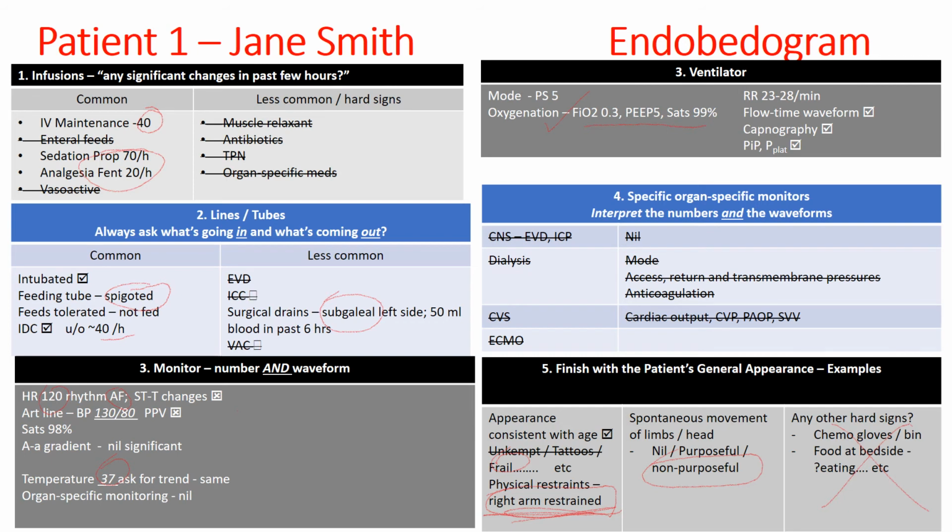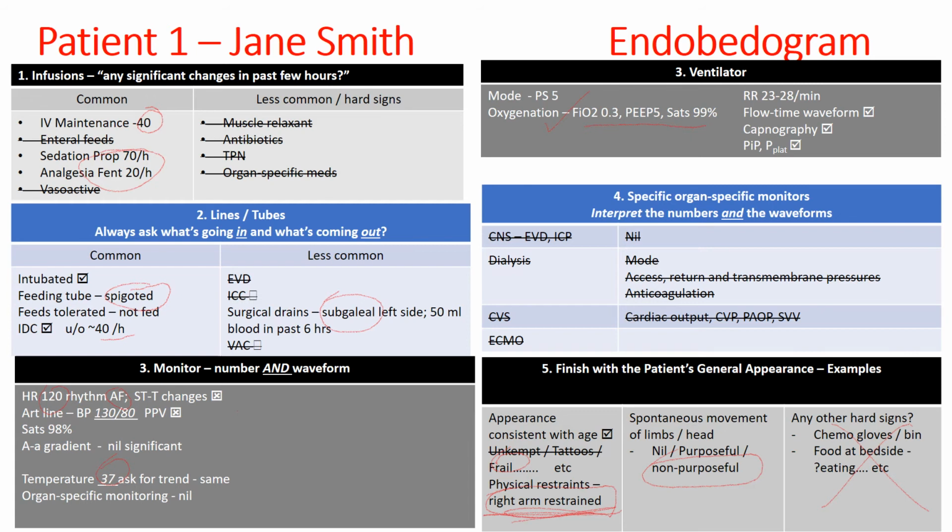Okay, then the next is organ specific. There's no EVD, there's no ICP, so what you have is a subgaleal drain, but apart from that there's nothing. Clearly no dialysis, no cardiac support, so everything else is fine. Then finally finish off with the patient. Her appearance is consistent with age. She's an 86-year-old woman. She looks a little bit frail, but so what? All 86-year-old women will look frail, but she's not unkempt. She's not a drug addict or something.